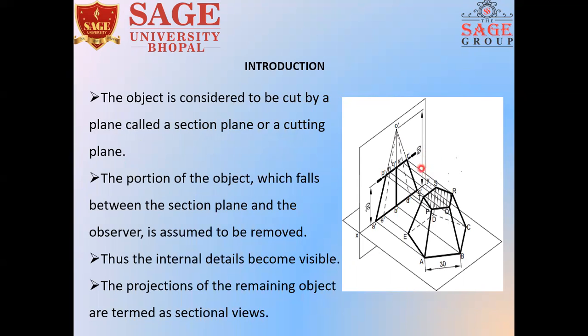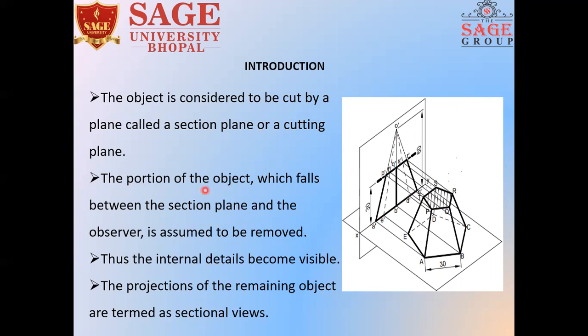Now suppose I'm using the cutting plane here, and this is the position of the cutting plane. In this case, I'm taking the position of our cutting plane as parallel to XY. Whenever the cutting plane is parallel to XY, it means the section plane is always parallel to one plane, either the horizontal plane or the vertical plane.